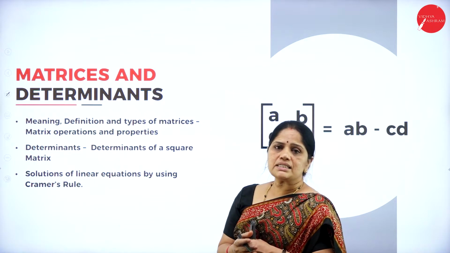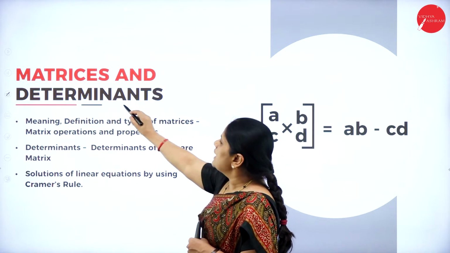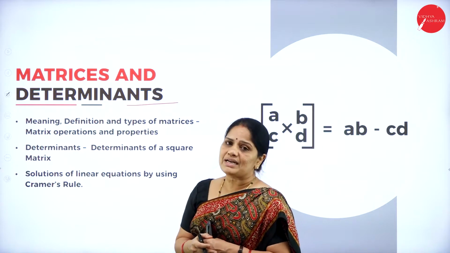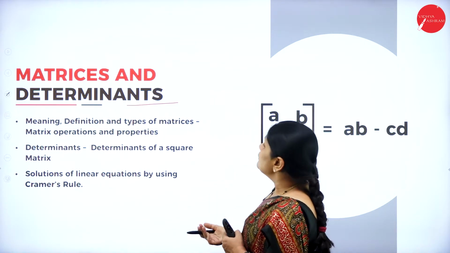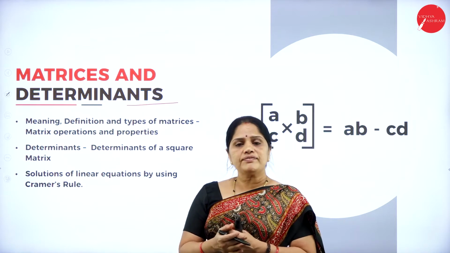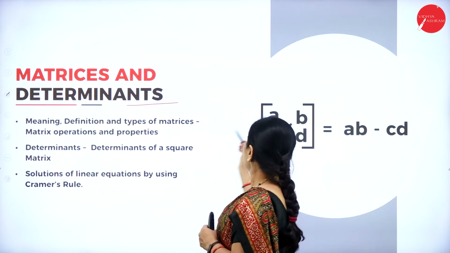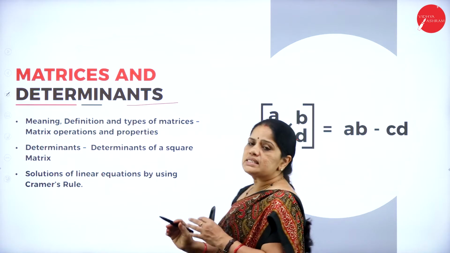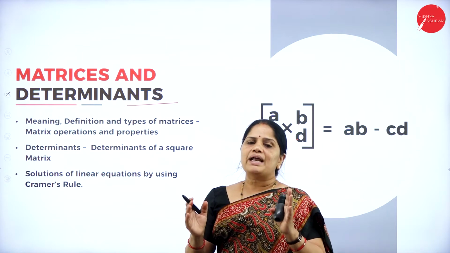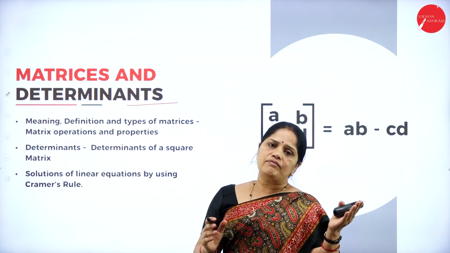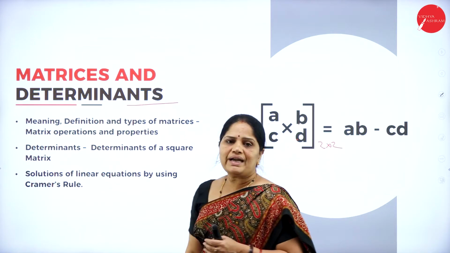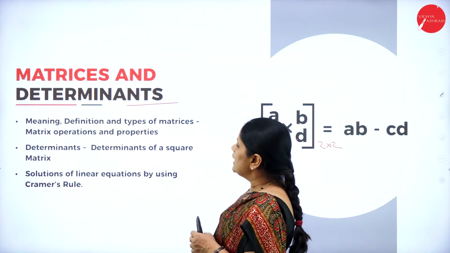Then the next chapter deals with matrices and determinants. One of the most favorite chapters of the students is matrices and determinants. Now what do we mean by a matrix? A matrix is an orderly arrangement of numbers. You can see here A, B, C, D. This is an orderly arrangement of numbers. It will usually be between two brackets denoted by an alphabet, and you will have the order written beside it. So 2 by 2. This is the order of the matrix.